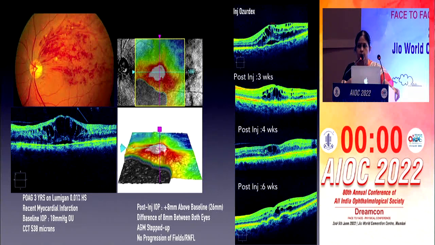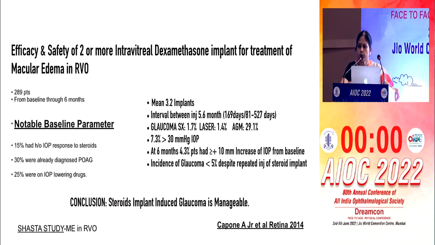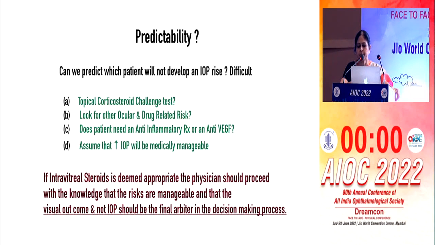So if your patient who has IOP of more than 8 millimeters above the baseline again has recurrence of macular edema, would you consider a second implant in this patient? Studies have shown that you can definitely give a second implant because most of these situations can be medically controlled. And there is no predictability as to which patients will develop a post-op spike after a steroid injection.